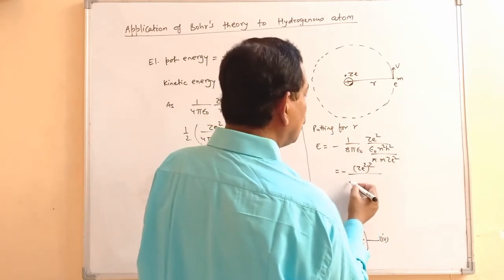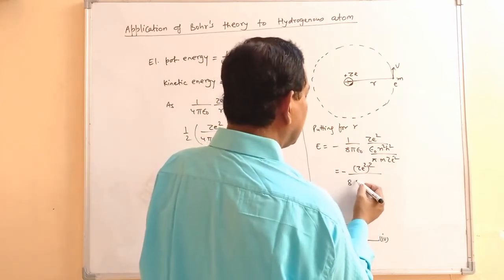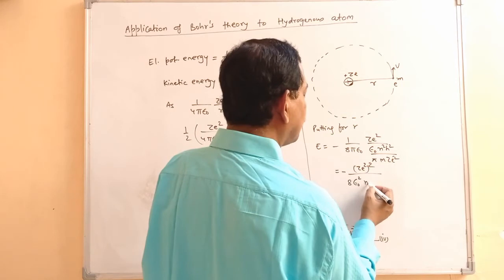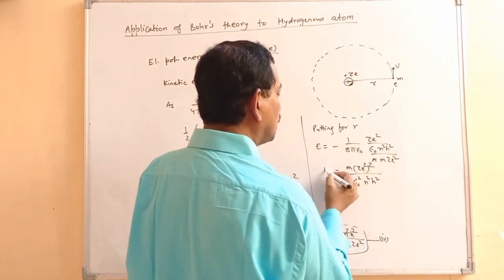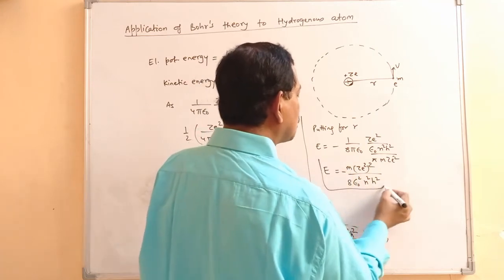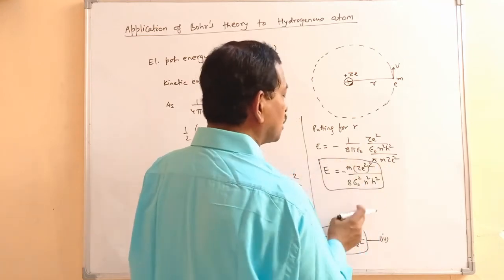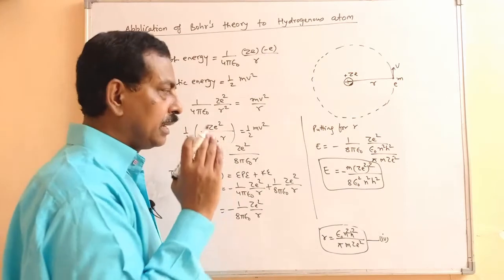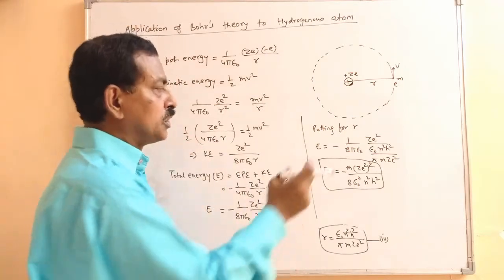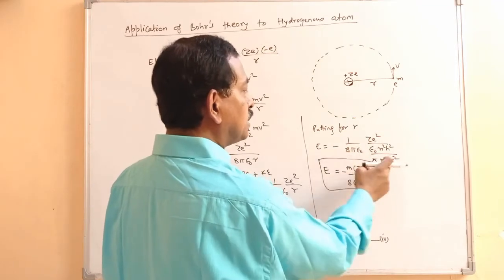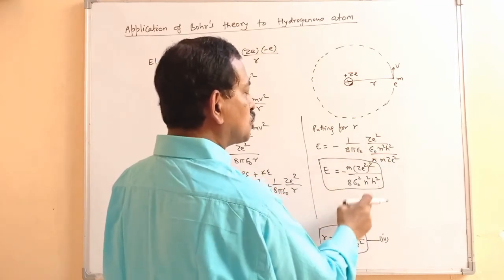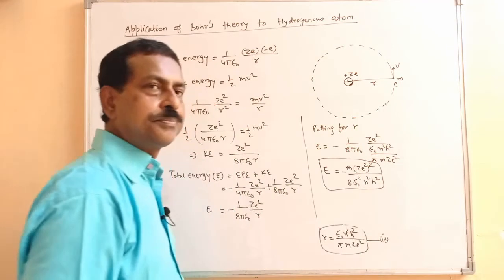Then it will be your 8 epsilon naught square n square h square. Of course, this m will also come in the numerator. So this is the expression for the energy of the electron in the nth orbit, which is m Z e square whole square divided by 8 epsilon naught square n square h square. The pi is getting cancelled.